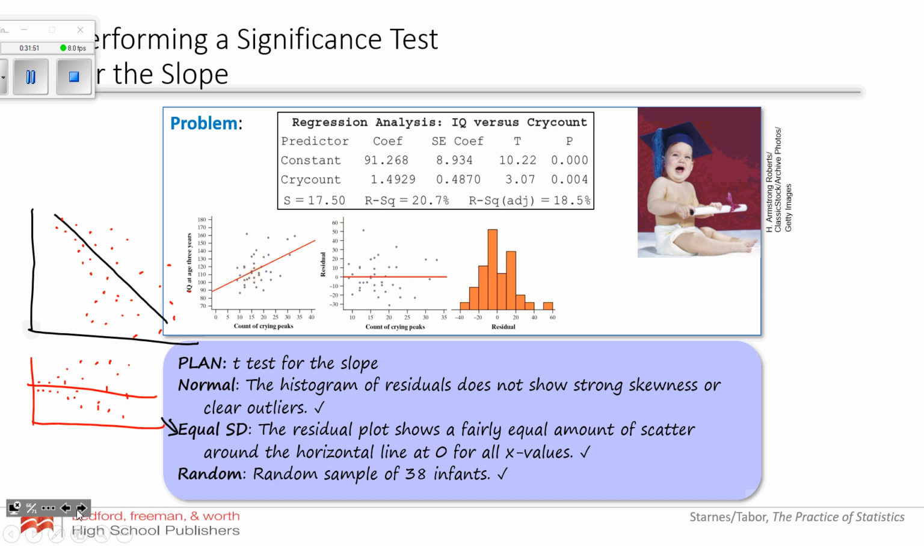And then random, we said it's a random sample of 38 infants. Good? Okay. That was a good question though, Alex. Thank you. All right.